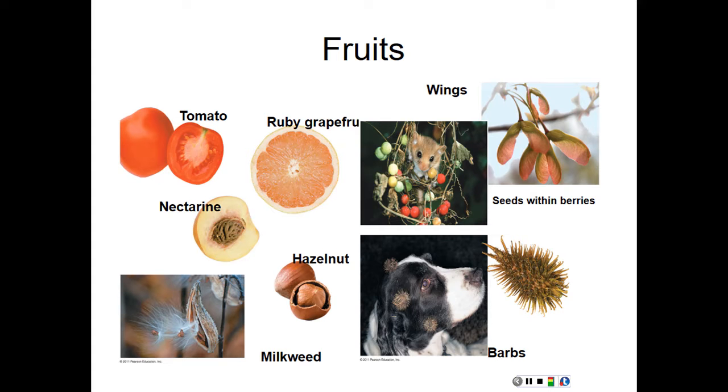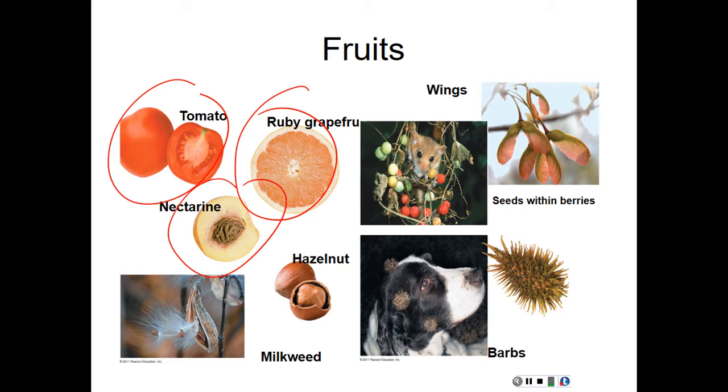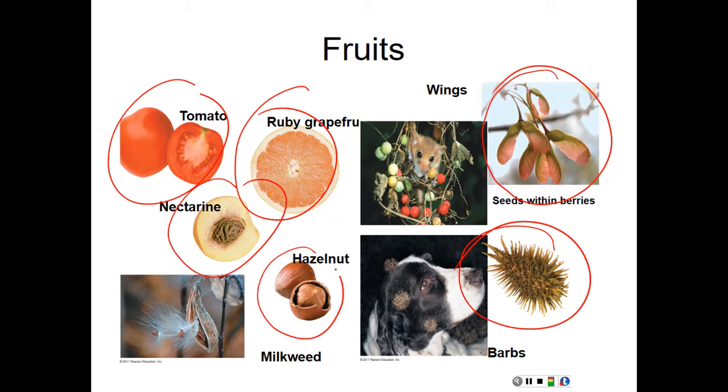They can be either fleshy, think of a grape, think of a tomato, or they can be dry, think of a nut, or think of the fruits off a maple tree. So here are some examples of fleshy fruits: tomatoes, grapefruits, nectarines, anything that's pulpy and fleshy. And then we have some dry fruits, like the wings or the samaras off a maple, or burdocks, or even many nuts are what you would think of as dry fruits. And the whole point of fruits is to aid in seed dispersal.